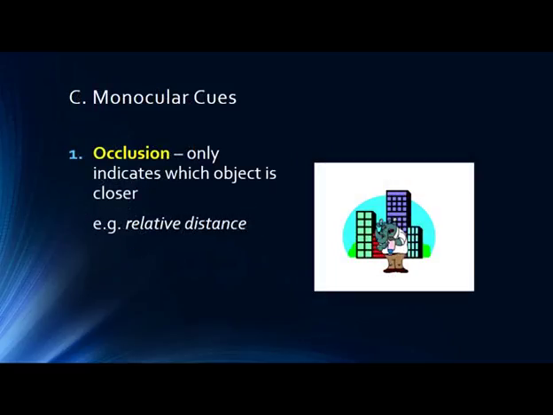We also are able to infer depth through what are called monocular cues, so they only require one eye. These are also often called pictorial cues, because these are depth cues that can be put into pictures. And this is something they teach in art schools, about how to create this kind of depth in paintings. In fact, there's a whole era of art on tricking the eye and creating these depth illusions.